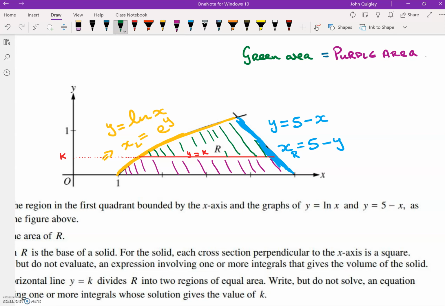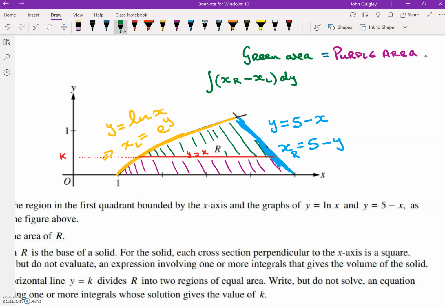Well, the green area, instead of going from top to bottom, we're going to go from right to left. Again, this is all coming from the previous video. The area in green would be the integral of xr minus xl dy.